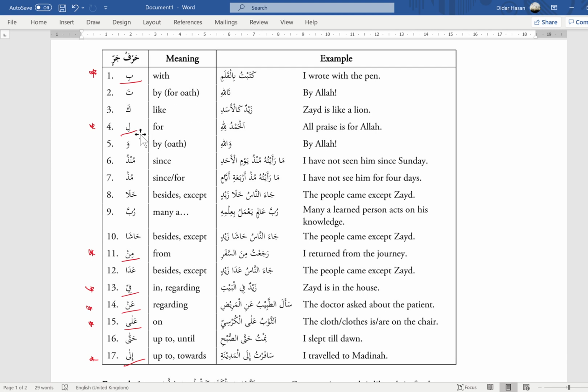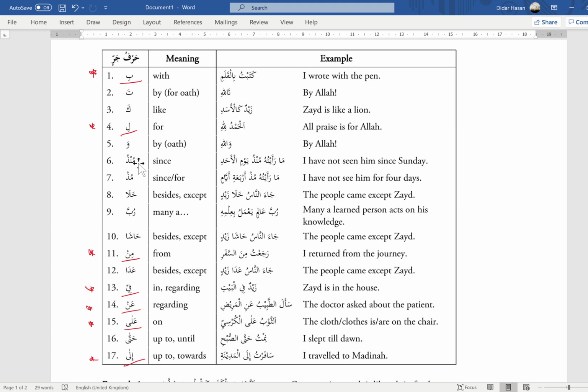Li means for, or shows possession, that something belongs to something. So alhamdu, all praise, li is for Allahi. So if you notice, all of these harful jars are giving the next word, which is the majroor, a kasra. So Zaydun kal asadi, the ka gives the asadi a kasra. Or waw comes for an oath. Wallahi. So the waw, which is a harful jar, gives the Allah, which is a majroor, a kasra.